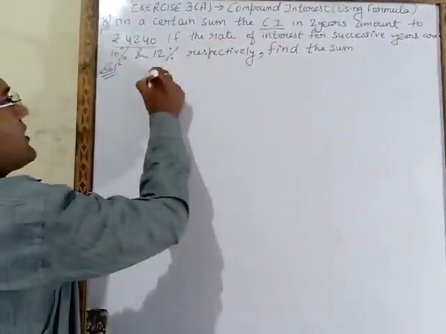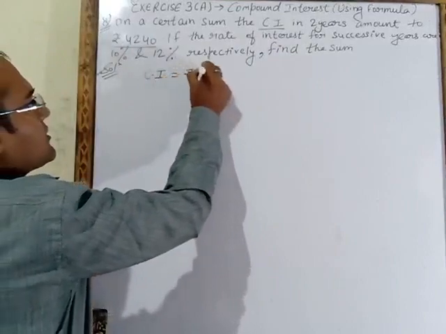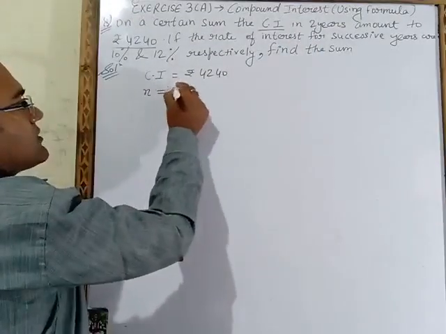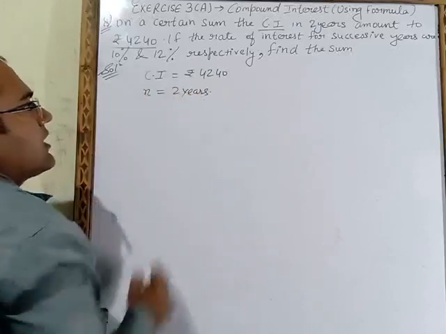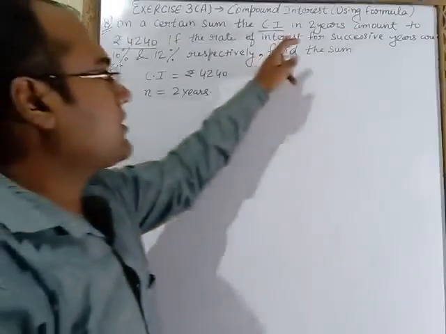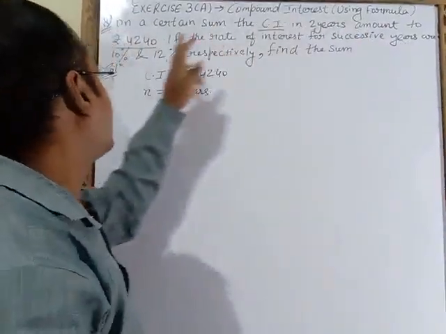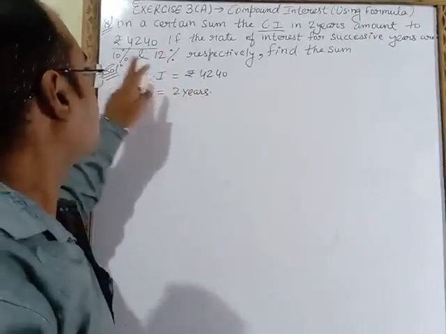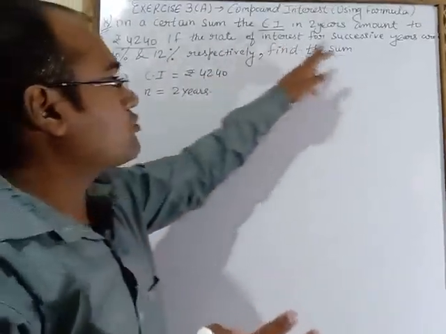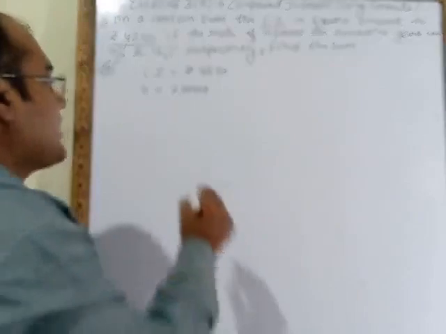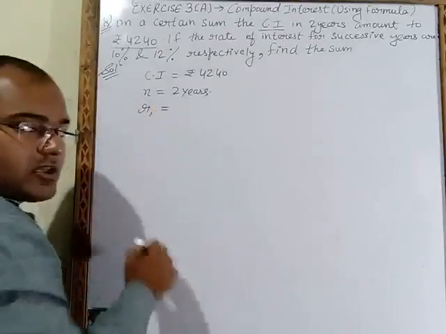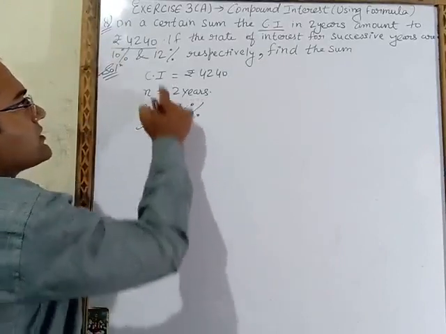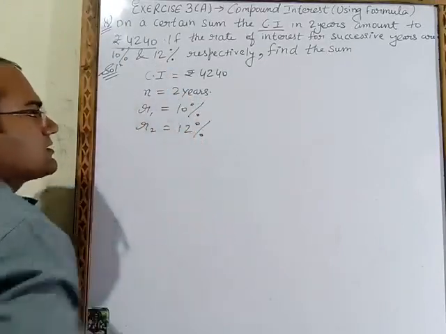So first of all you have to write compound interest is equal to rupees 4240. Time is also given, number of years 2 years. And after that he said, if the rate of interest for successive years are 10% and 12%, time 2 years. That's why rates for 2 successive years are given. That means R1 is the rate for first year, 10%, R2 is the rate for second year, 12%.